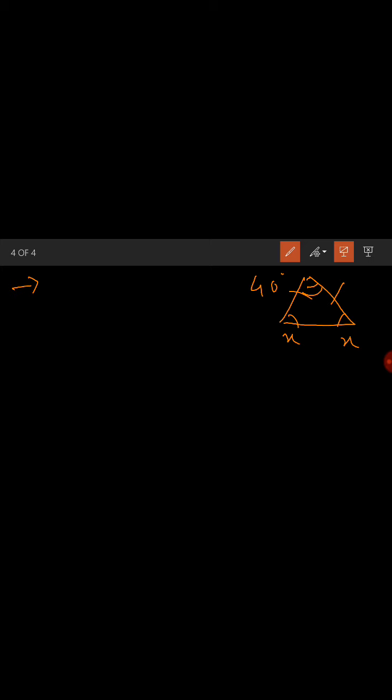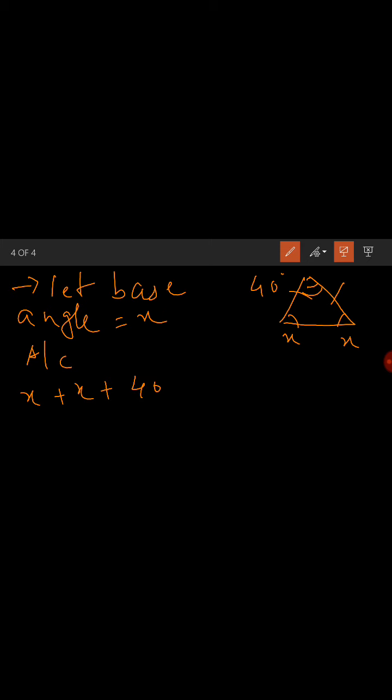Now we know the angle sum property. Sum of all the angles of a triangle is 180 degree. So we have to apply that property. So let's start solving the question. Let base angle equals x. Now according to condition, x plus x plus 40. Now what is this 40? 40 is the vertex angle. So this will be equals to 180.